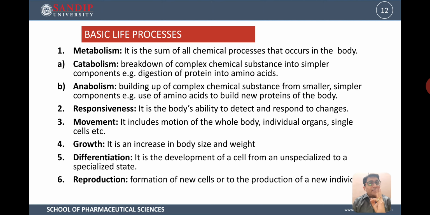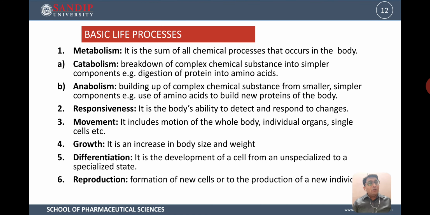Okay, then the next definition is responsiveness. Responsiveness means the body detects and responds to changes. For example, whenever there are changes in the body systems, immediately we are aware. For example, fever. Fever is a God's gift to human beings. Whenever fever is there, we can observe that we are suffering from some type of body dysfunction. So this is known as detecting and responding to changes.